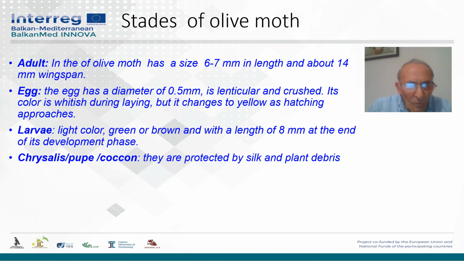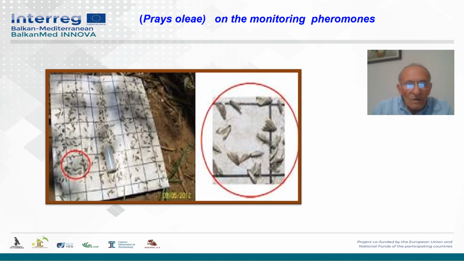Chrysalids or pupae or cocoon. They are protected by silk and plant debris. This silk is the characteristic of the cocoon. Perhaps that's why it's called the cocoon. We see here the pheromone monitoring of Prays, and we see here the view of the adult Prays.